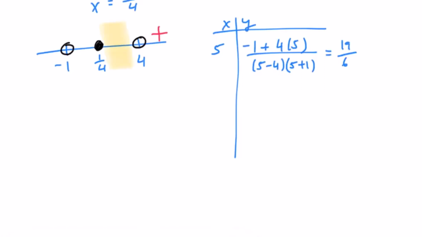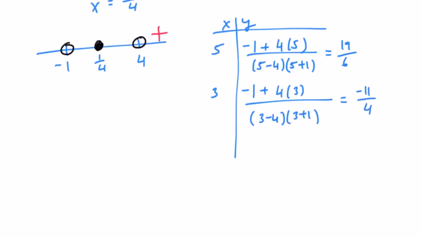Pick a number that is between 1/4 and 4. So let's pick 3. So we have negative 1 plus 4 times 3 over 3 minus 4 times 3 plus 1. So this is negative 11 over 4. So we have a negative interval.